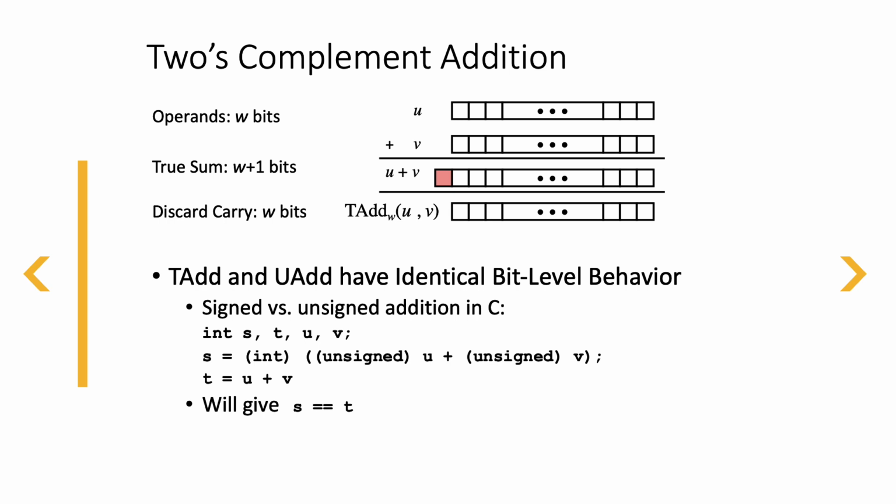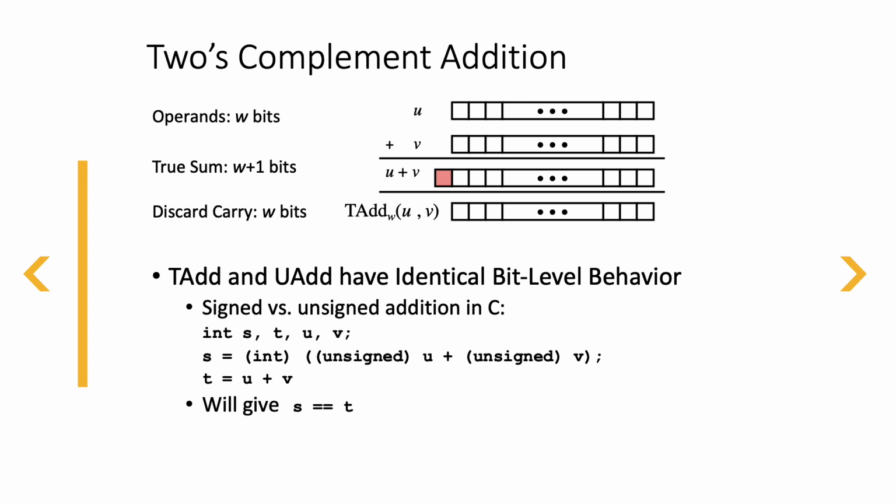So when we take a look at a little snippet of C code, if we declare S, T, U, and V as ints, and we cast U to unsigned and cast V to unsigned, add those up together and then cast them back to 2's complement, it works exactly the same as just taking T and adding U and V directly as 2's complement numbers, right? S will be equivalent to T because we do the same exact thing. It just goes right back to the same bit level representation. We just interpret it as 2's complement instead of interpreting it as unsigned.